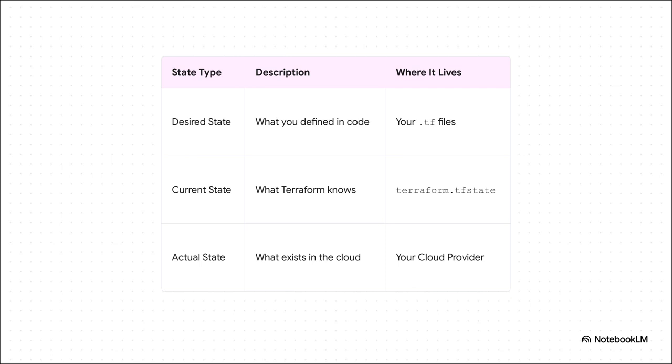So, to figure out what to do, Terraform is constantly comparing 3 things. First, the desired state, which is just what you wrote in your .tf code files. Second, the current state, which is what Terraform recorded in that state file from the last time it ran. And finally, the actual state, what really exists out there in your cloud provider right now. Its entire job is to calculate the difference between these and make reality match your code.